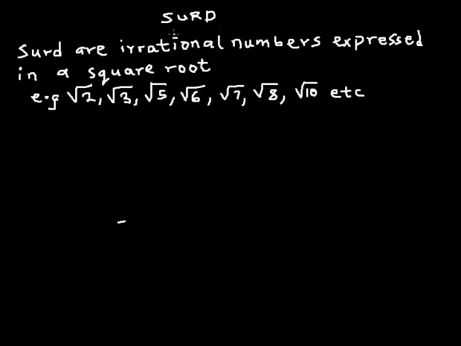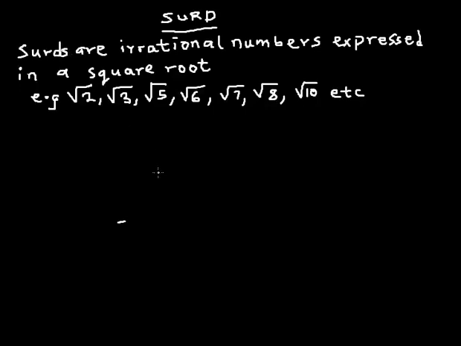All right, now we are going to be looking at a very important topic in mathematics, and that is surd. Okay, so what's a surd? A surd is an irrational number, or surds are irrational numbers expressed in a square root.